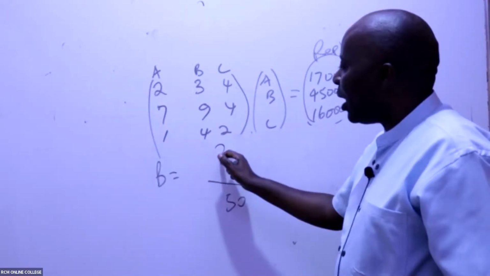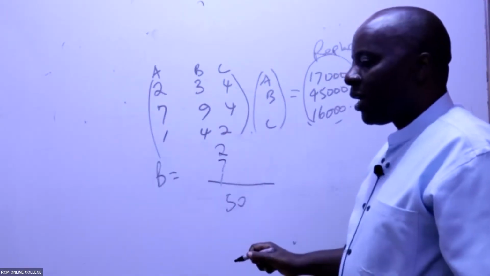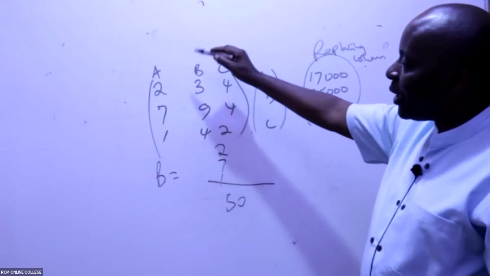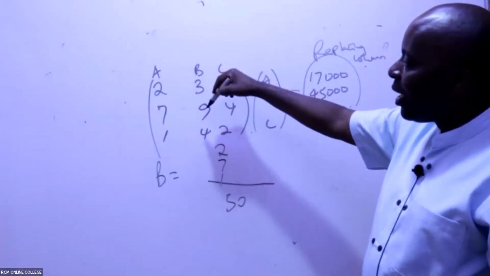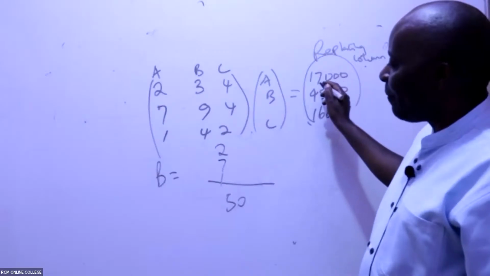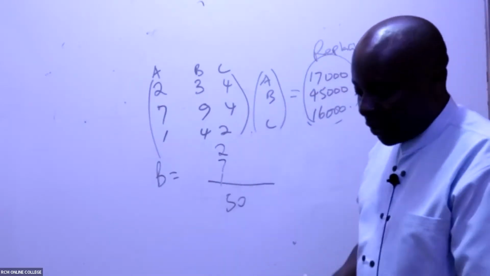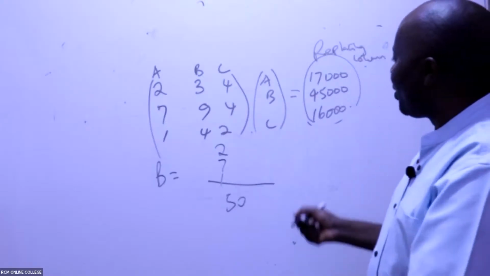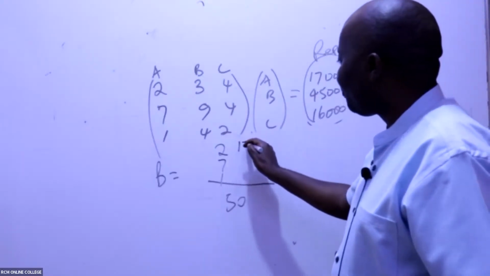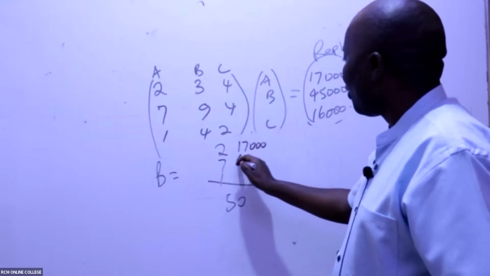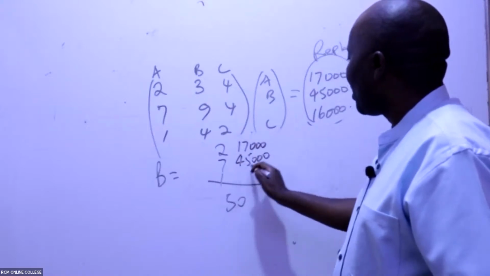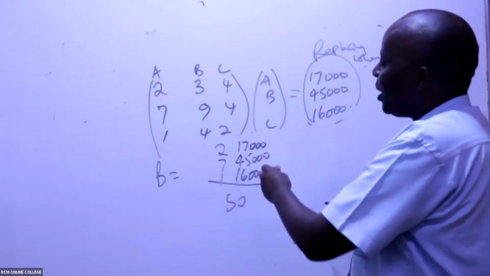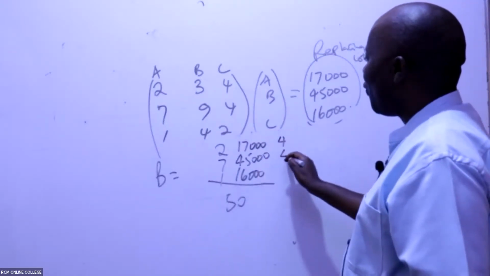So here I will have 2, 7, 1. When I come to the column of B, it has to disappear. We need a replacement. And where is the replacement? It is this one. So the second column here is what we shall have being taken over by that replacement, which is 17,000, 45,000, 16,000. And then what happens in the column of C? These remain 4, 4, 2 like that.